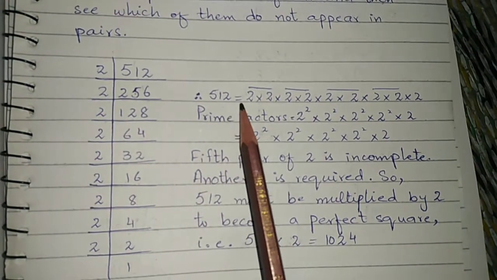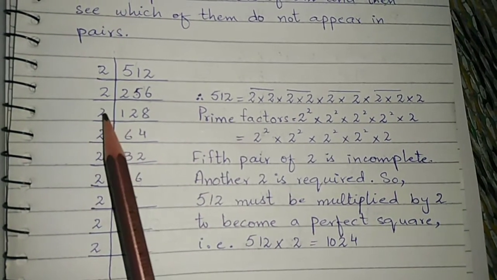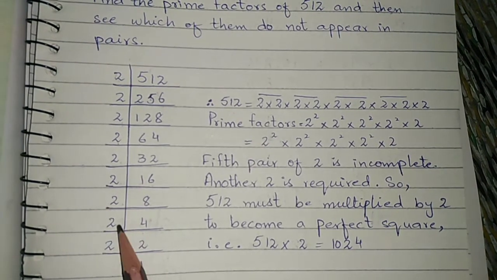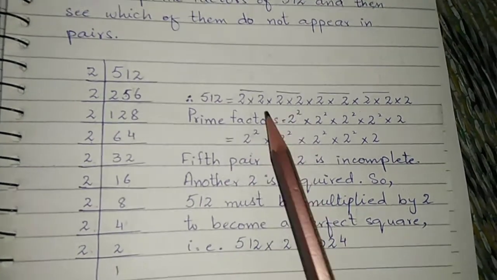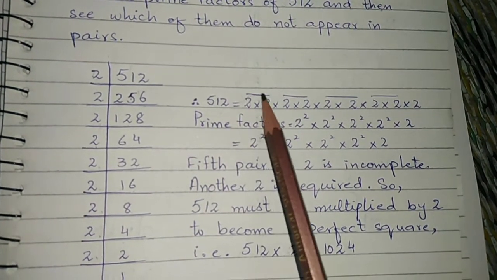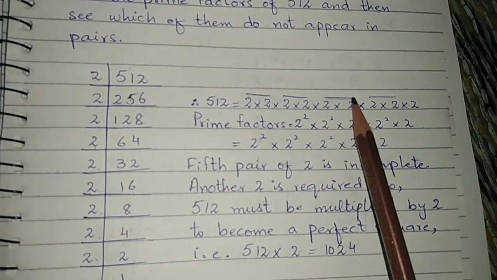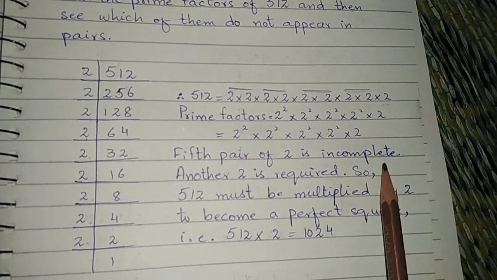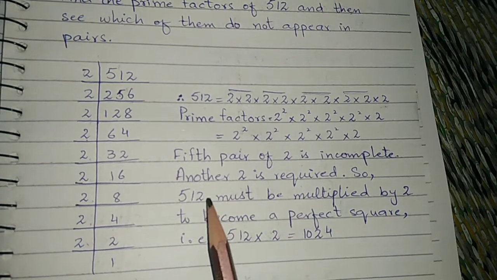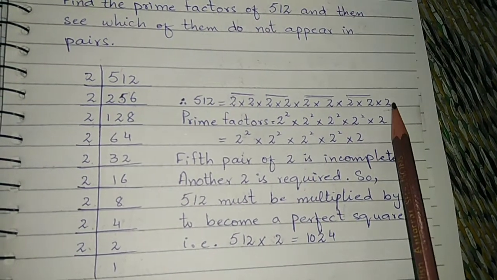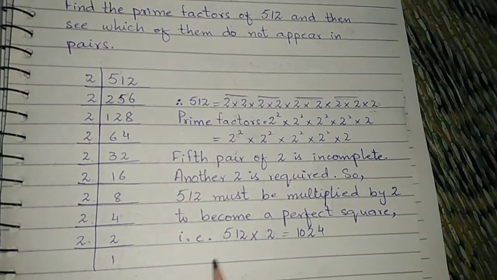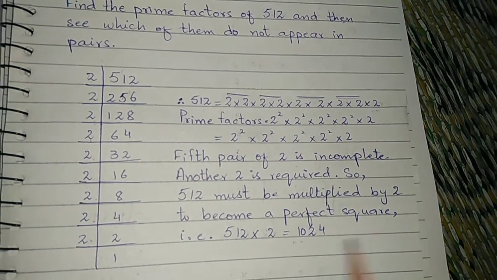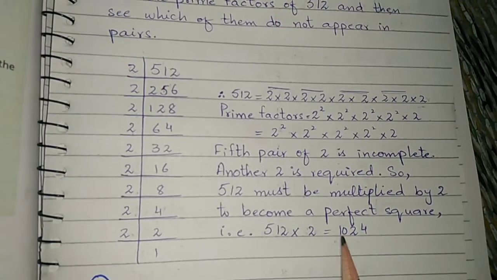So 512 can be written as 2 multiplied by 2 multiplied by 2 multiplied by 2 multiplied by 2 multiplied by 2 multiplied by 2 multiplied by 2 and multiplied by 2. So now we have to make the pairs. This pair, this pair, this pair, this pair and this one is incomplete. So the fifth pair of 2 is incomplete. Another 2 is required. So 512 must be multiplied by 2. So we have to multiply by 2 to become a perfect square. That is 512 multiplied by this 2. So we get the answer 1024. So now 1024 is the perfect square.